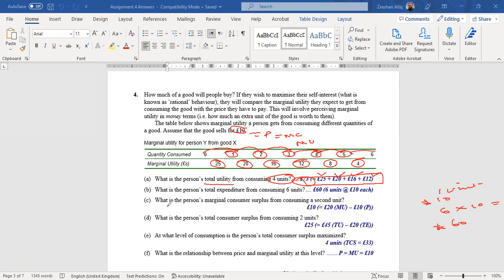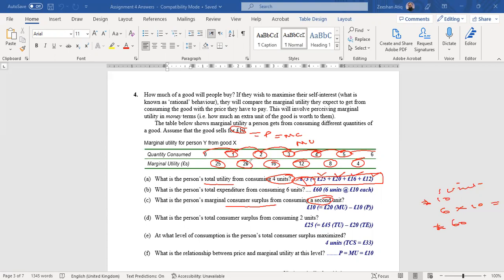Similarly, the C part is, what is the person's marginal consumer surplus from consuming a second unit? As you remember, the consumer surplus is the difference between the amount you are willing to pay, or the utility that you are getting from the consumption, and the price you are paying. So the willingness to pay depends on how much utility you are getting from the second unit of consumption. We are just talking about the second unit.